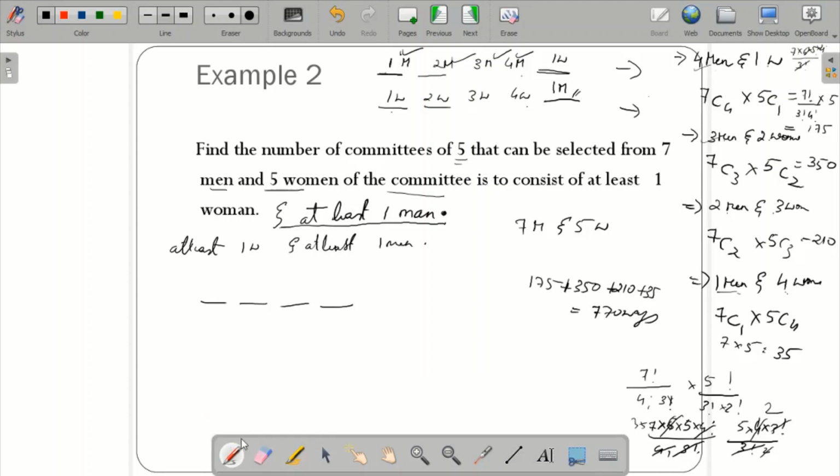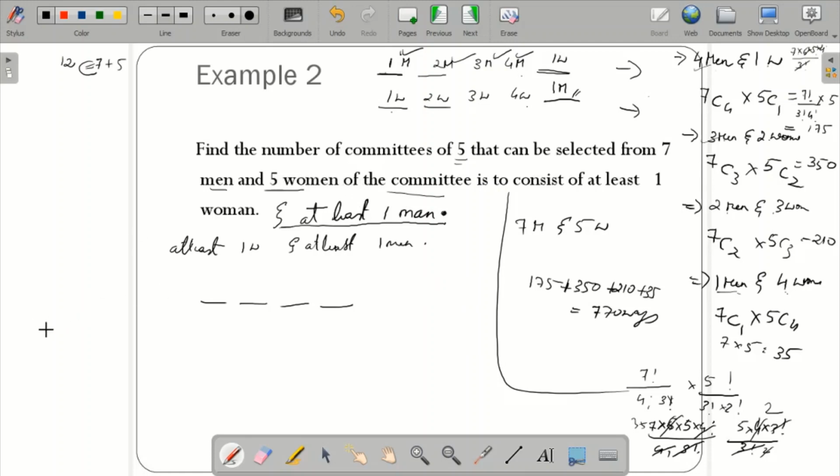So this is one way you can solve this particular problem. The other way, which the textbook has done: find the number of committees of 5 that can be selected from 7 men and 5 women, where 7 plus 5 is 12 in total. The committee is to contain at least 1 woman and 1 man, is our question.